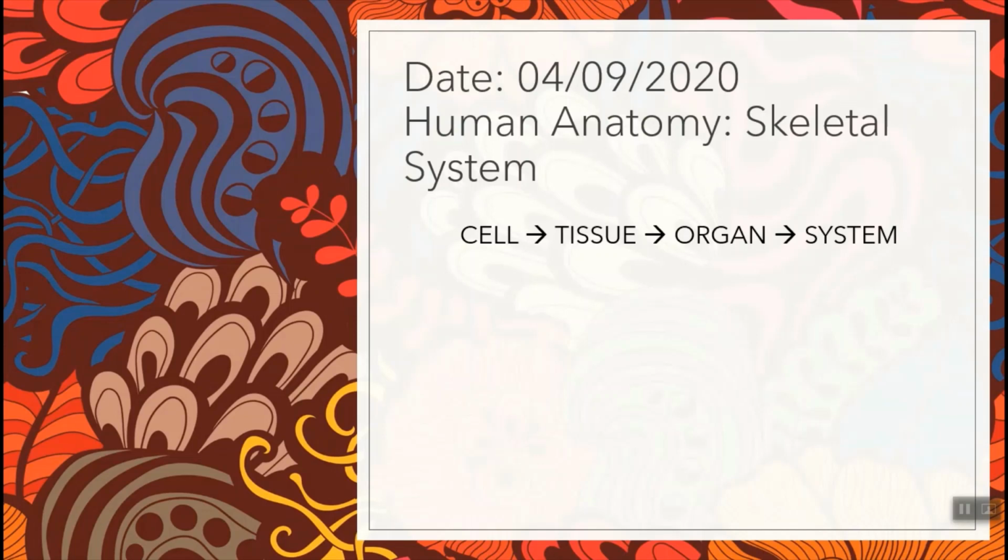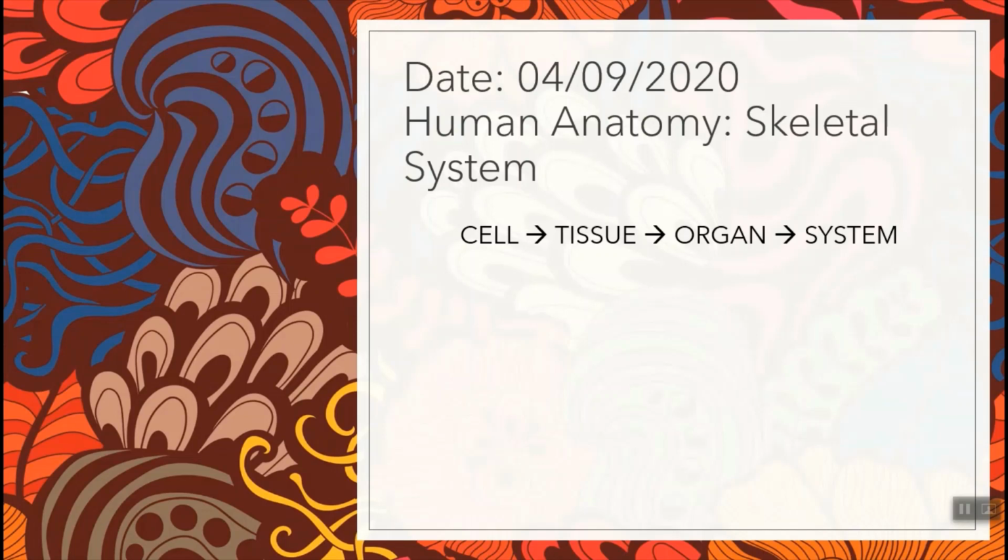You should title your journal with the date, as we've done up until now, with the title of the lesson today, Human Anatomy, Skeletal System. Okay, so go ahead and pause the video and write down those notes. Cell, tissue, to organ, to system. Okay, great. Did you pause it?